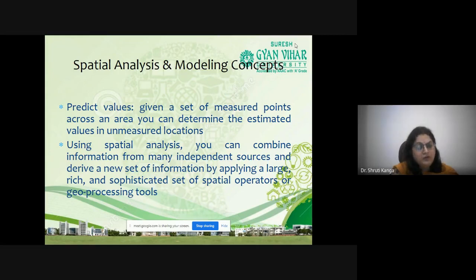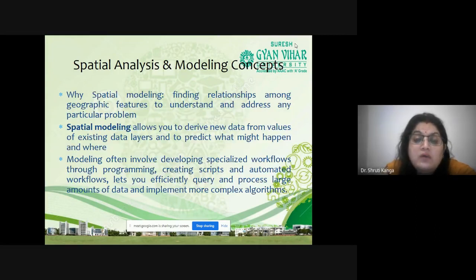By applying different techniques, different kinds of spatial operators, different kinds of geoprocessing techniques or tools, we can come up with different kinds of spatial analysis, which may help us in finding out different kinds of results. Then why do we need this spatial modeling?